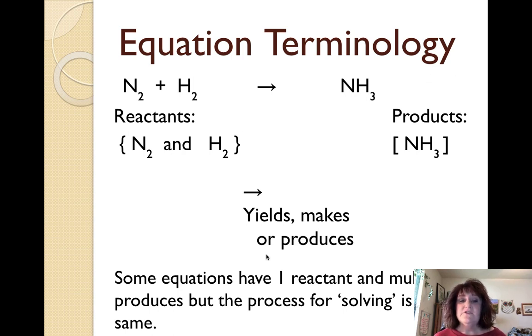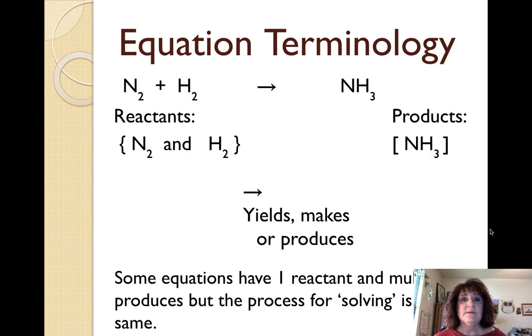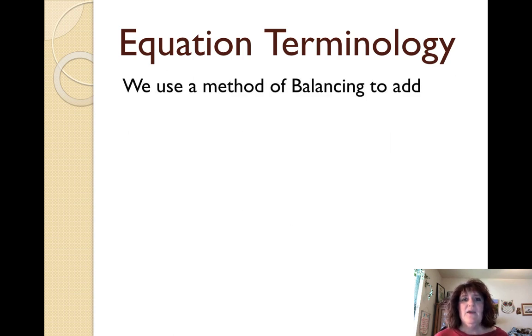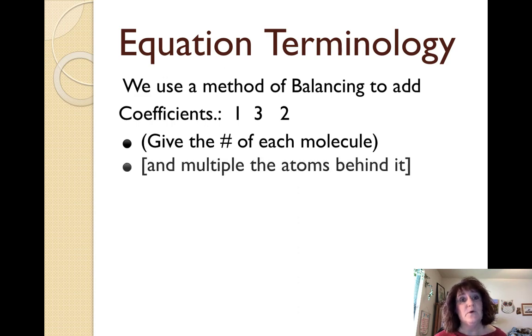Now, some equations have one reactant and multiple products, but the process for solving them is exactly the same, no matter what's on the left and what's on the right. So don't rewrite the problem. We're going to use a method of balancing to add coefficients. Coefficients give the number of each molecule. They're a big number out front, hence why I didn't want you using big numbers before.